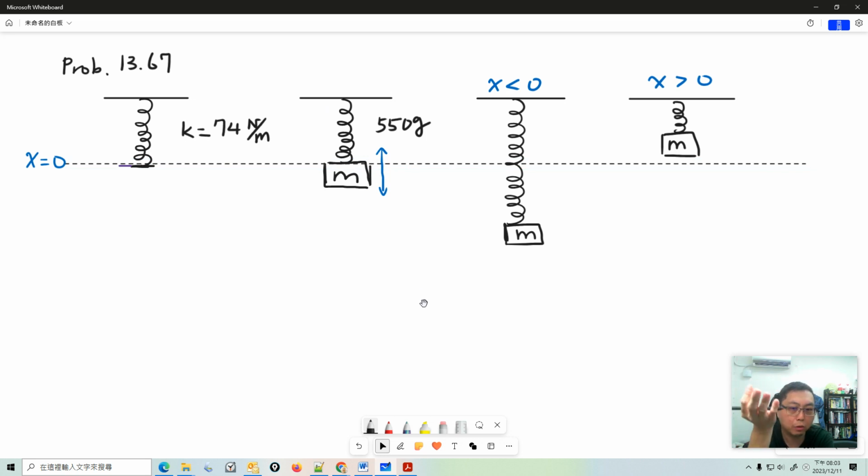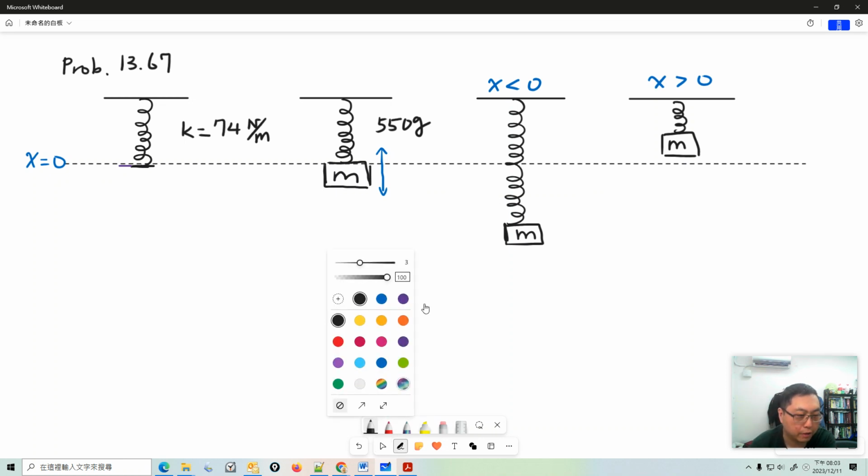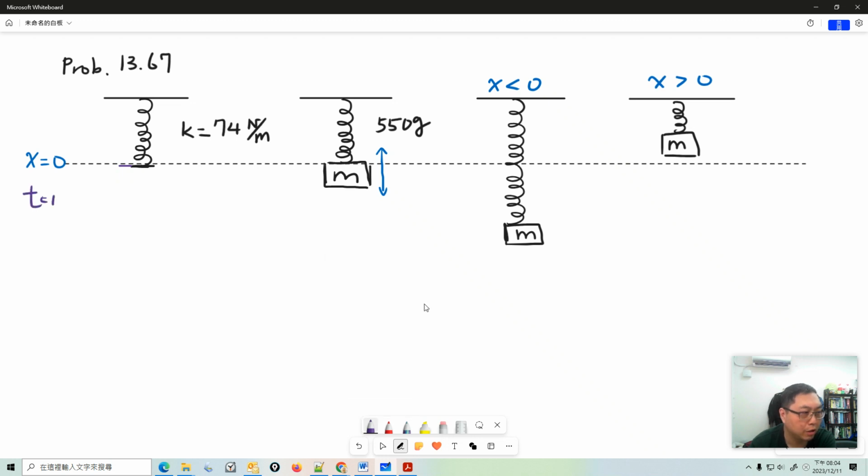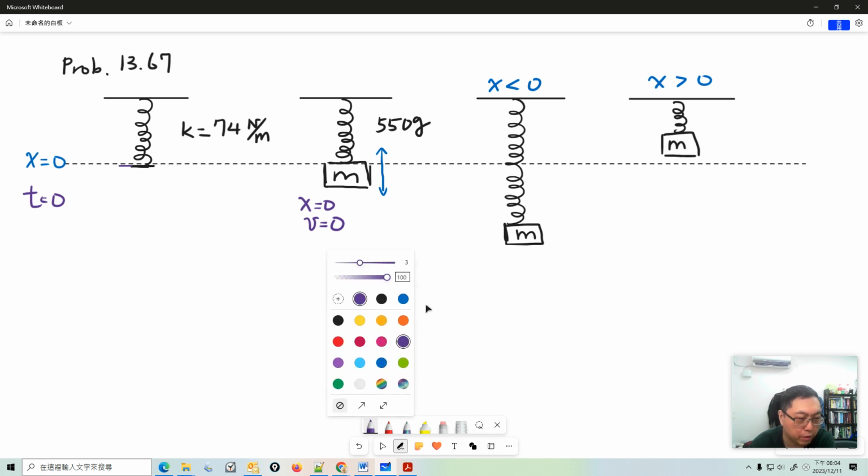When you mount the block on the spring, at the very beginning you hold the block and don't let it move. So the initial condition at t equals 0 is x equal to 0 and v also equal to 0. And then the problem asks you to find the period.